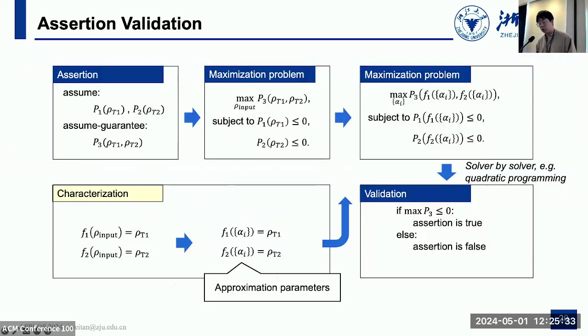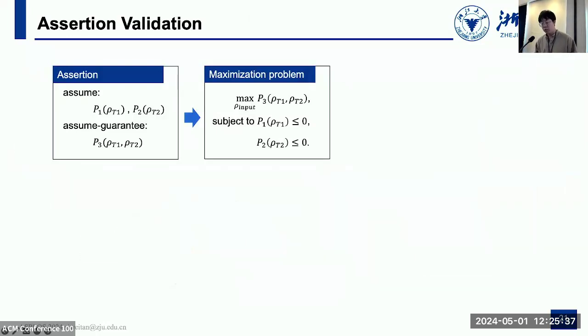After the characterization, MorphQPV can validate the assertions. Recall that the assertions are specified as predicates of the input and trace point states. The predicates are objective functions that are true when the output is smaller than 0. Thus, the assertions can be formulated as a constrained maximization problem. We want to find the maximum of the guarantee predicates subject to the constraint of the assumptions, and if the maximum is larger than 0, the assertion fails.